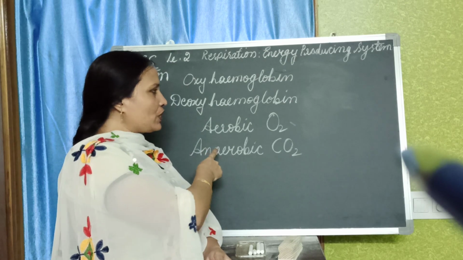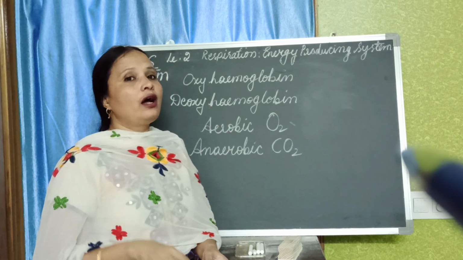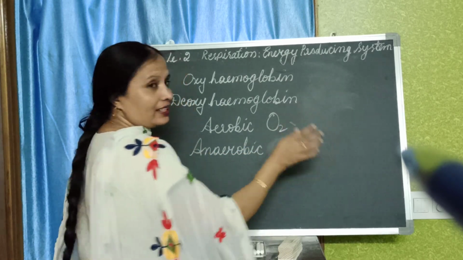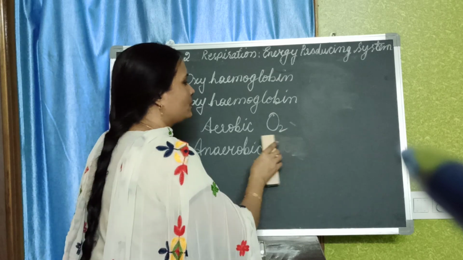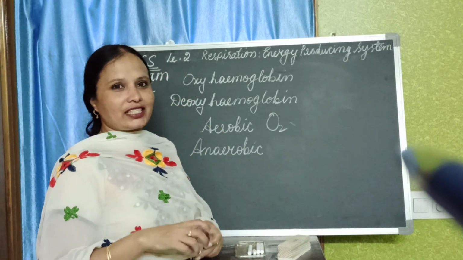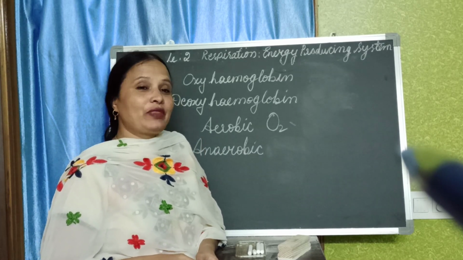So aerobic respiration is where oxygen is involved, anaerobic respiration is where carbon dioxide, sorry, no oxygen is involved. See, that's what I'm saying. We do make mistakes. Teachers are not so perfect, you know. We also make mistakes and we enjoy making the mistakes. Of course, when children are there and when they laugh at us, yeah, right.